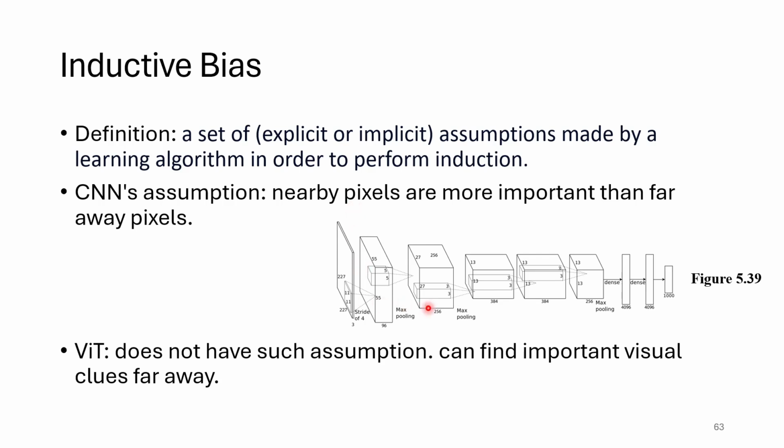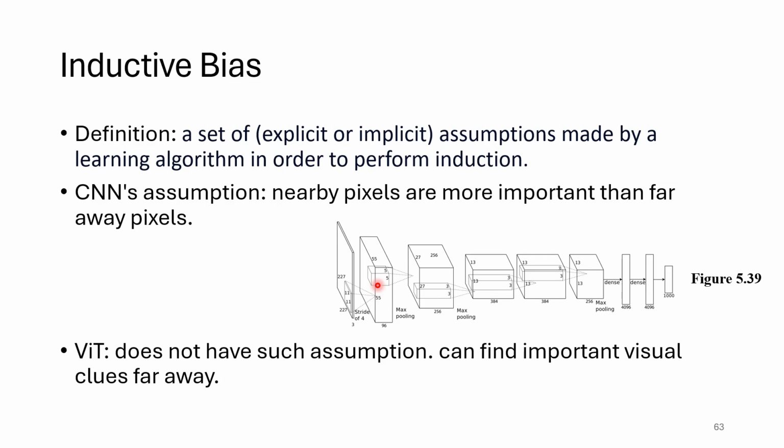Why? Let's look at the network of AlexNet. When you do convolution, what information do you get? For this convolution, you only get the information nearby. You won't get the information from far away pixels. And again, when you do convolution here, you won't get information from here. So when you add depth to the network, you will increase the receptive field.